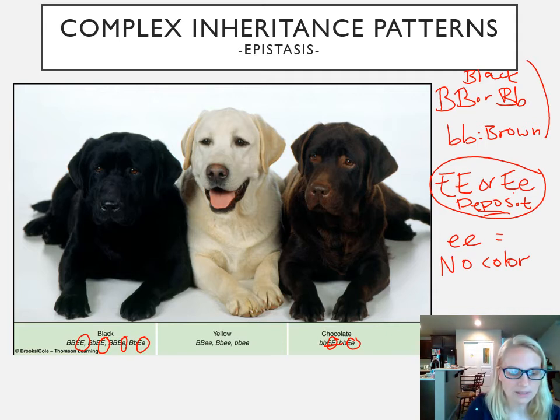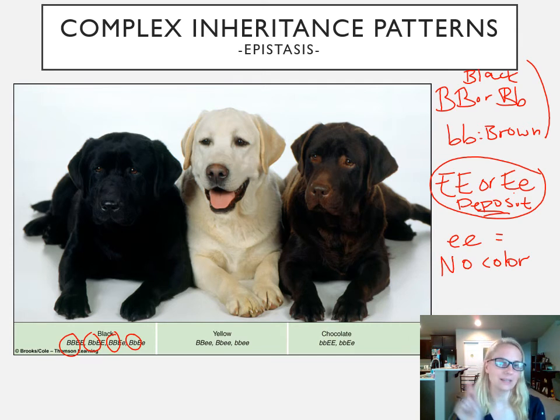So if it is big B anywhere with a big E, that is going to give you a black lab. Little b, homozygous recessive, with a big E somewhere is going to give you the brown lab.